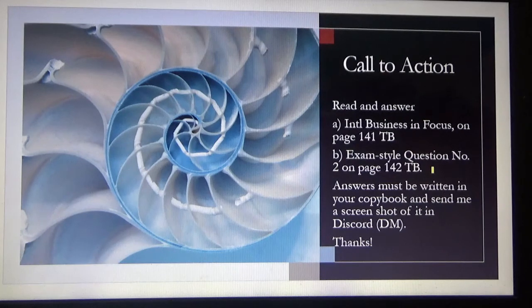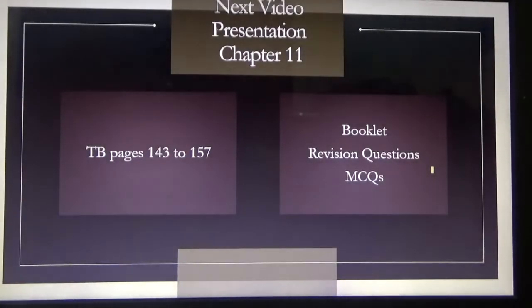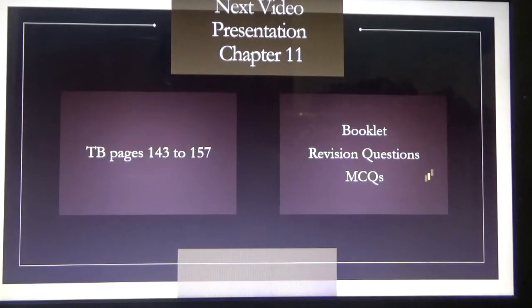And we also have all this written in your copybook. Send me a screenshot of it in Discord or WhatsApp. Okay, will do. Next video presentation will be chapter 11. The pages are here, including the booklet.